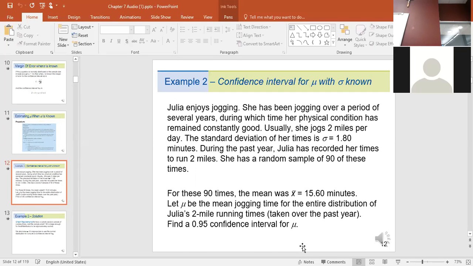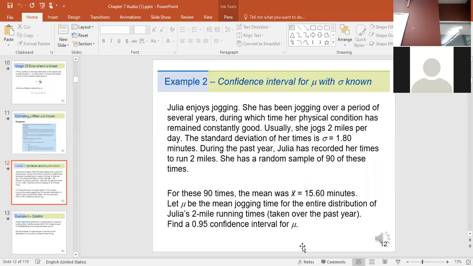What is her sample mean? 15.6. And what is the standard deviation of her running time? This is for the sample, but this is her running time in general. We don't usually have this easily because how will we get it? But sometimes we use past research to get sigma. So we are assuming in this class that we know sigma. So our question is, what is the actual average running time for 2 miles, which we don't know?